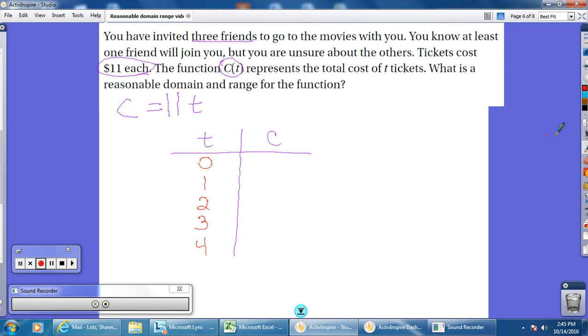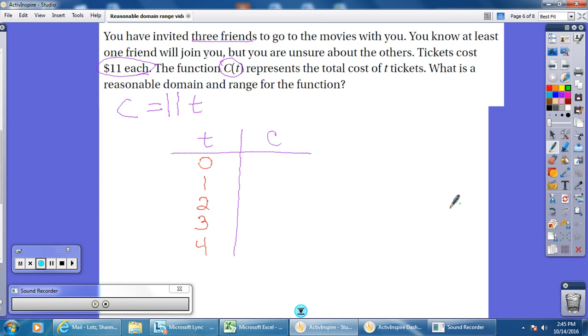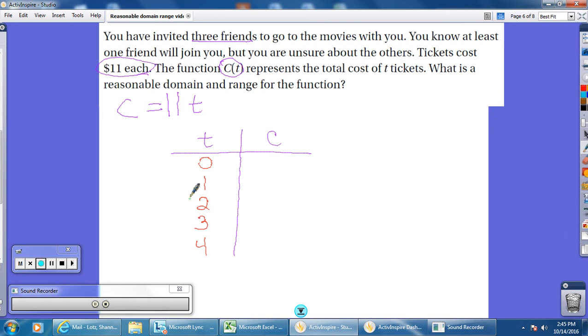Okay. So now let's do this. Now what we're going to do here is this is our domain. Now all we're going to do is plug this in here to figure out what our total cost will be. Well, if nobody goes to the movies, then I'm not paying anything out of my pocket, and we're good to go. Now, if it's just me going to the movies, if I plug in the 1 right here, I'm going to have 11 times 1. That's just going to cost me $11.